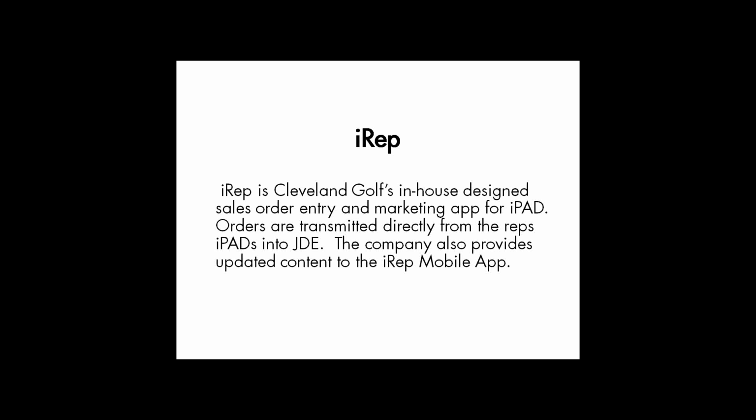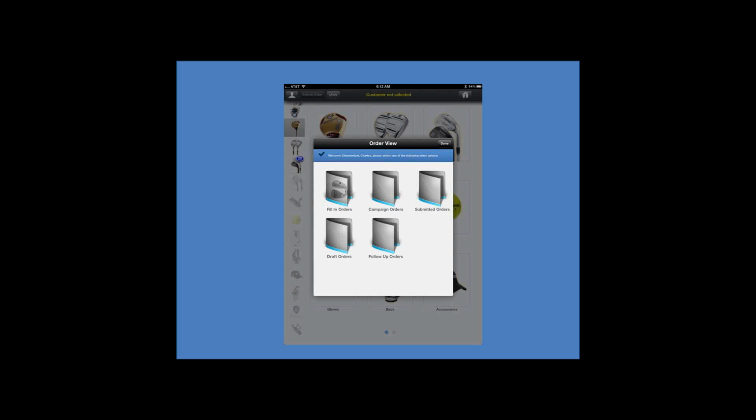So what Cleveland Golf did was create an app that they could actually take into the stores of their customers. It's called iRep, and it's their in-house designed sales order entry and marketing application for iPad. They use Magic XPI to do the integration for their app. Orders are transmitted directly from their reps' iPads into JD Edwards, and the company is also providing updated content to this iRep mobile app.